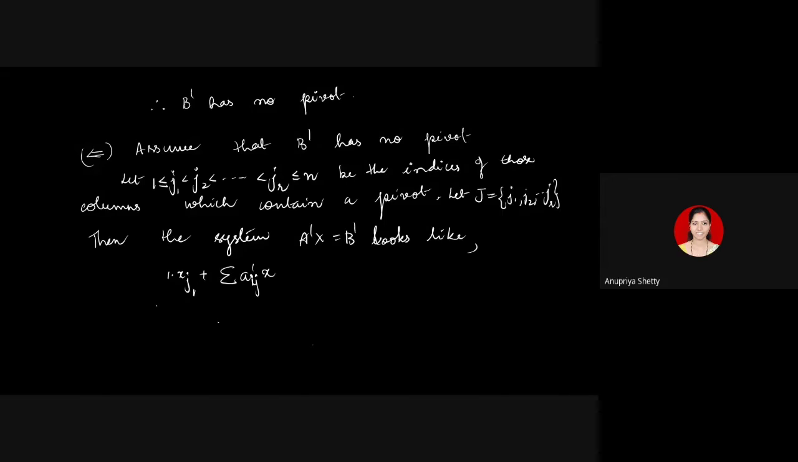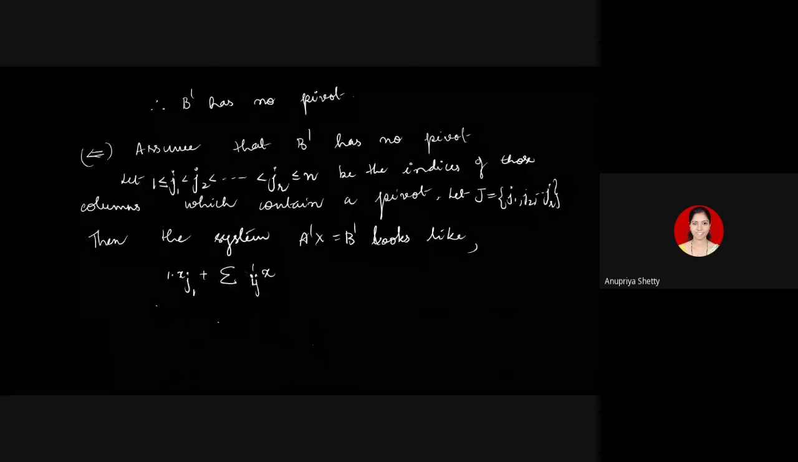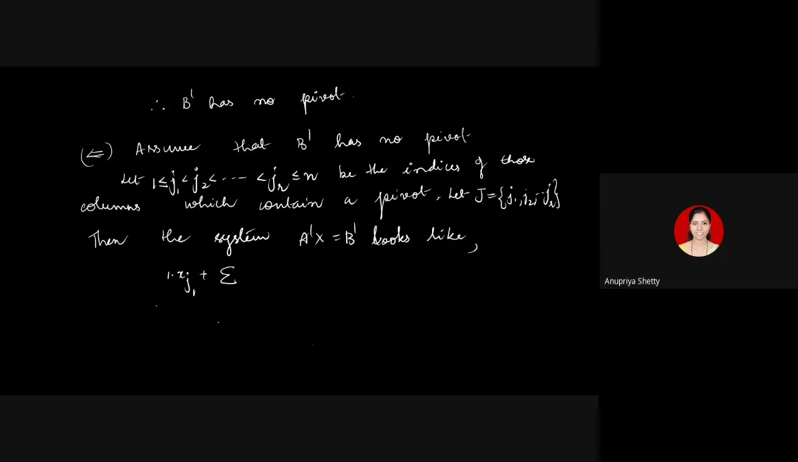Just a second, some correction needed. Why is this pen not working? Okay. I should use a suitable notation. A1j dash here, xj.